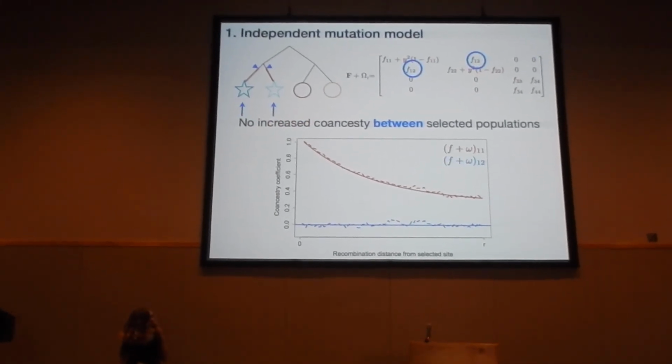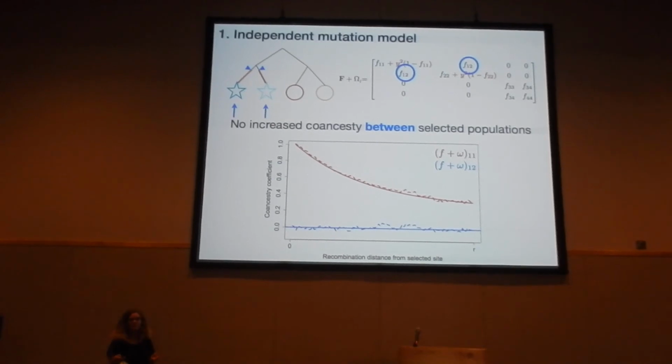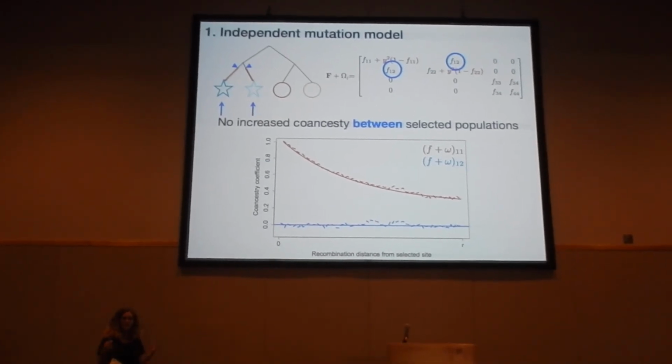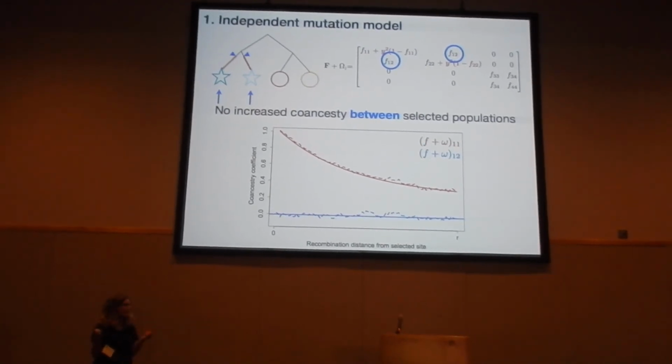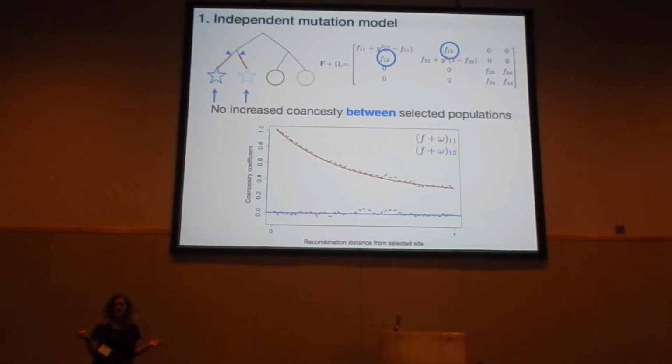In this model, we see that there's no increased coancestry between our selected populations, and this is just due to the fact that our mutations are independent. Sampling a lineage from both of our selected populations is not going to coalesce more rapidly than any other neutral locus.